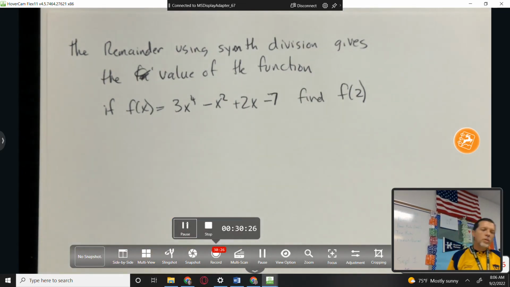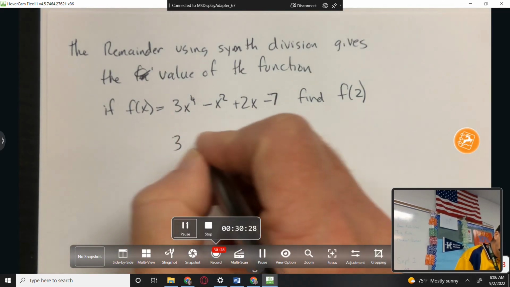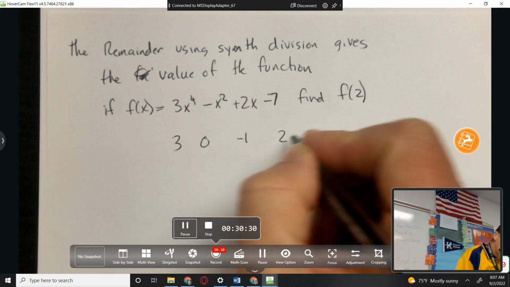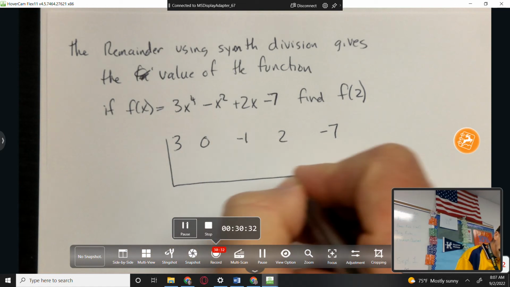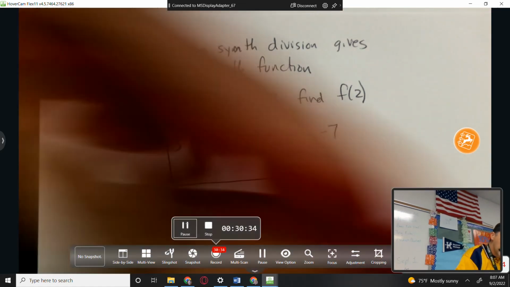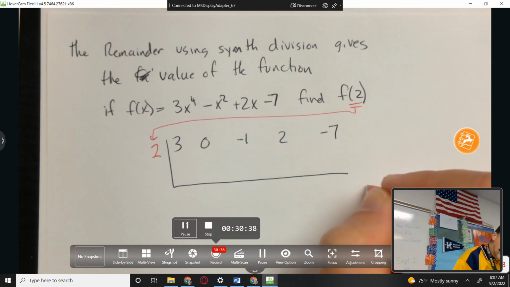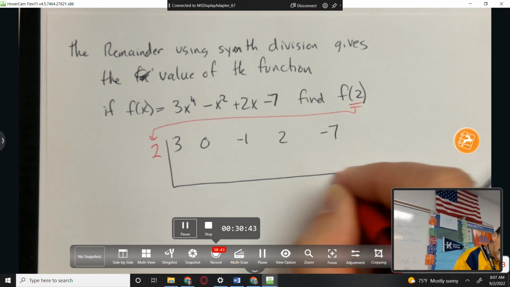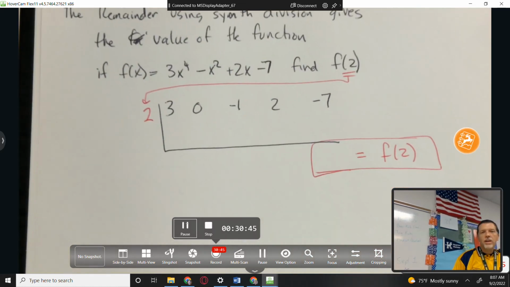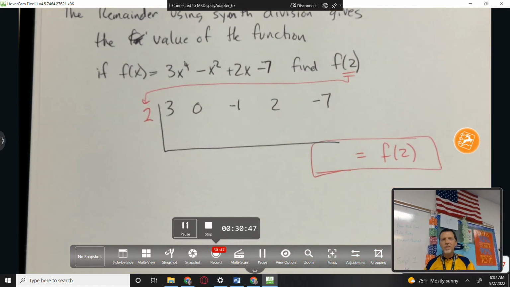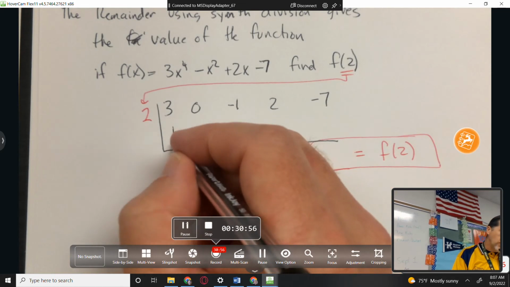Well, it turns out that if we synthetic divide with 2, then whatever our remainder is is f of 2. So this is a weird thing that synthetic division, the remainder of it, tells you the answer to the problem. And doing this is an easier way to evaluate f of 2.